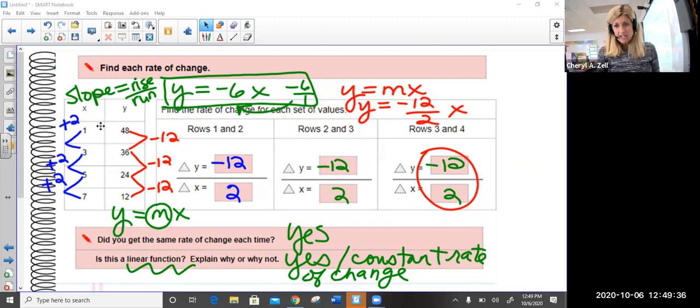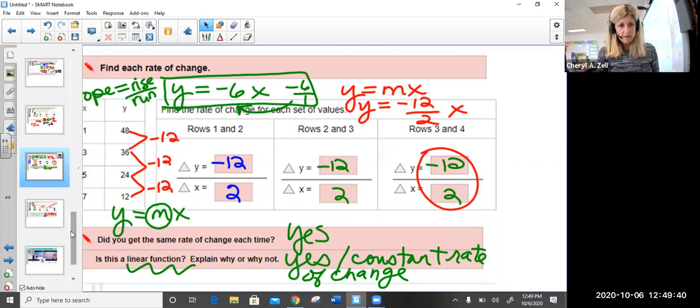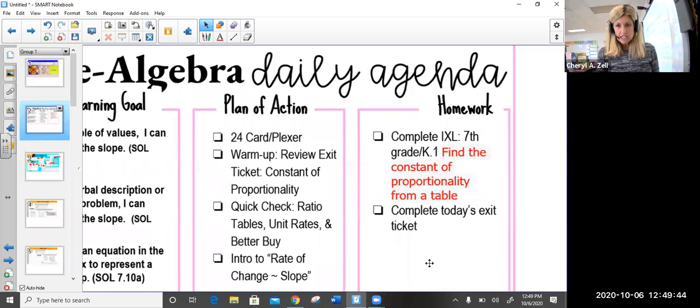I do have an IXL for you to do, which is 7th grade K1, and it's find the constant of proportionality from a table. That's exactly what we've been doing. And then of course, complete today's exit ticket. So watch the videos first, then you could try your IXL.